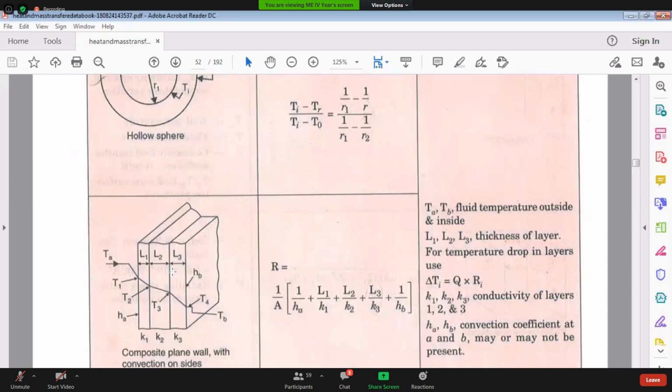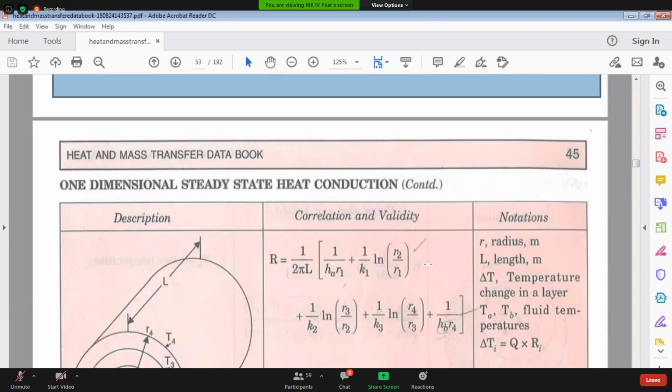Next step, composite slab. Composite slab we can discuss. This is L1, and LA, LB, with the effect of convection, 1 by H, 1 by H. In the data book, every equation is given; you must know how to use it, how to apply it. Next step.